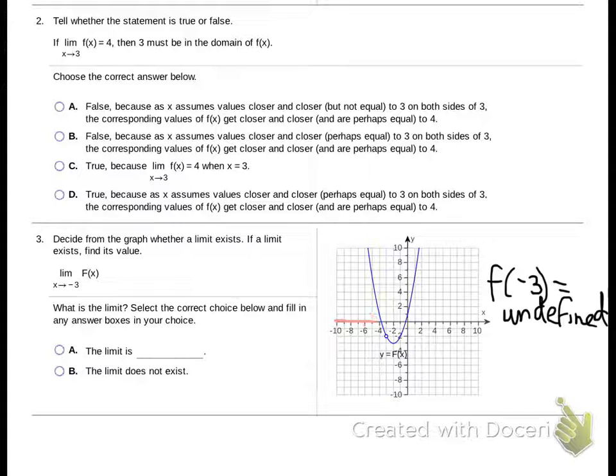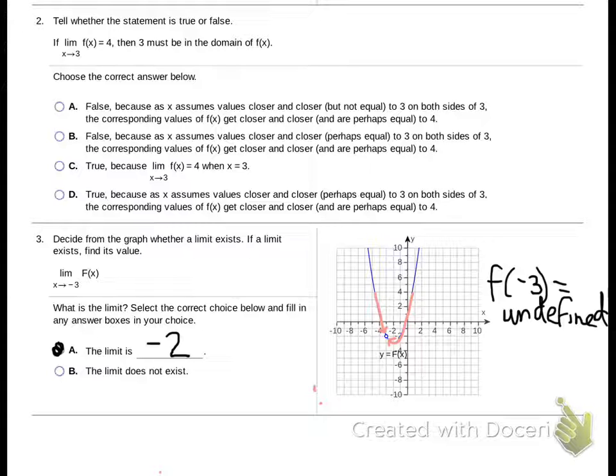So let's see. On the left, you'd come down like this. And it looks like that is going to negative 2. Now on the right, as I go down, remember, I'm going towards x equals negative 3. There it is. And it is the same number. It is negative 2. So the limit was actually something different. So the limit does exist, and it is negative 2.